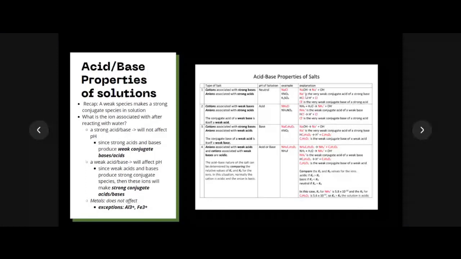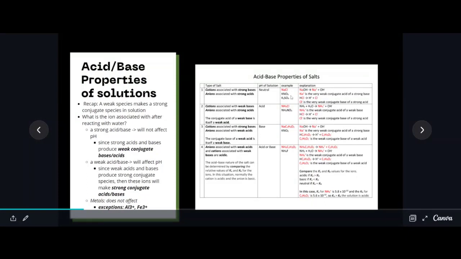A good example that's written here is NaOH. And let's take NaCl, for example. So I'm going to write NaCl. NaCl dissolves into Na+ and Cl-. Na+, as we mentioned here, does not affect pH, so we don't have to worry about that. But Cl- is a species of something, so let's figure out what it is from. Well, we know that to get Cl- in solution, HCl has to react with water to form the hydronium ion and the Cl-. So Cl- is the aftermath of the protonation of a strong acid.